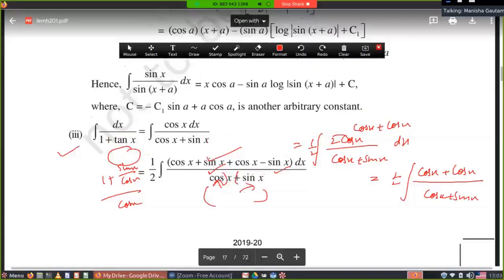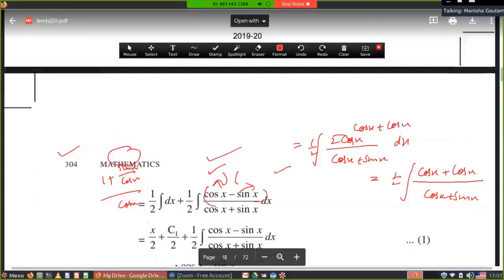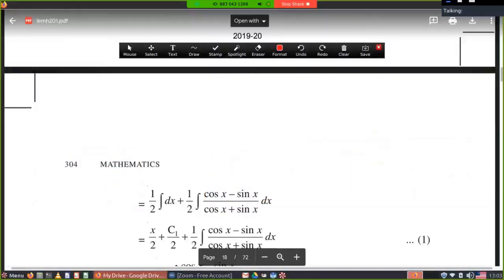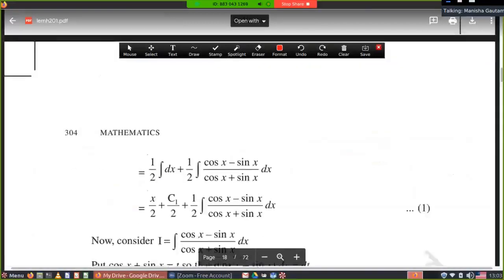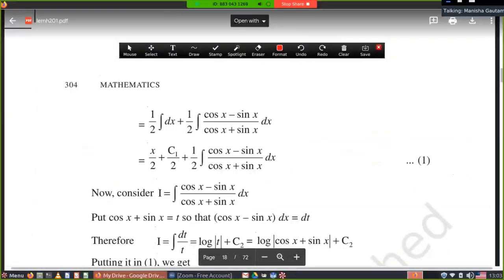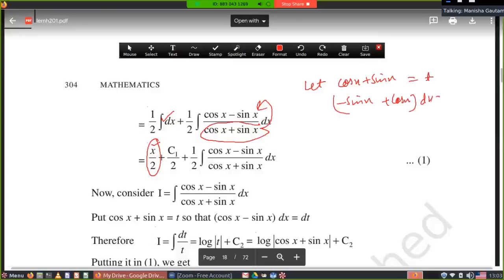Now after this you will get 1. The first term becomes 1, and the integration of 1 with respect to x is x. So x upon 2 is the first term's answer. In the second case, when you look at the denominator, its derivative is in the numerator. So when you put cos x plus sin x is equal to t, then (minus sin x plus cos x) dx is equal to dt.